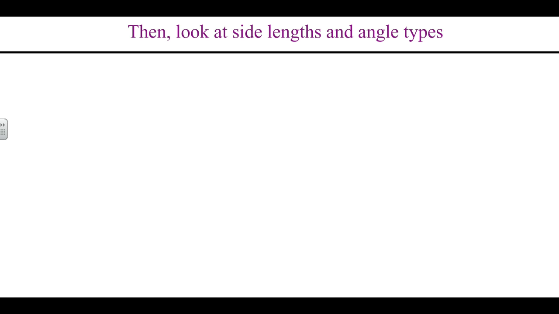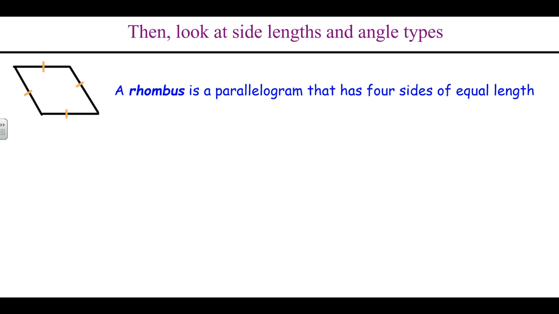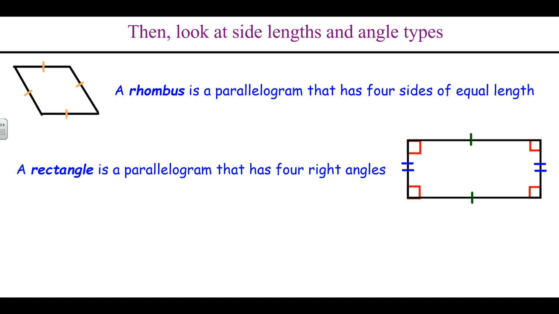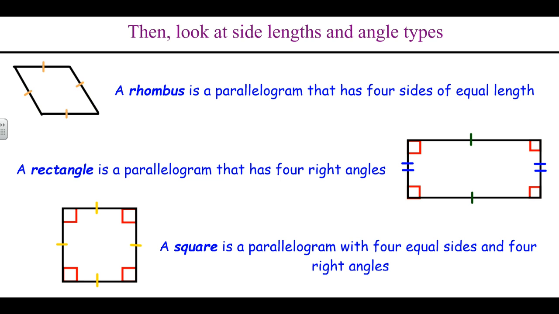So, if we first look at side lengths and we find that all of the side lengths are the exact same length, then we have what's called a rhombus. And a rhombus is a parallelogram that has four sides of equal length. If we have four right angles in our parallelogram, we call that a rectangle. And so it's important to note that the definition of a rectangle is just that it has four right angles. And if we have a quadrilateral parallelogram that combines the characteristics of a rhombus and a rectangle, has four sides of equal length, and four right angles, we call it a square.